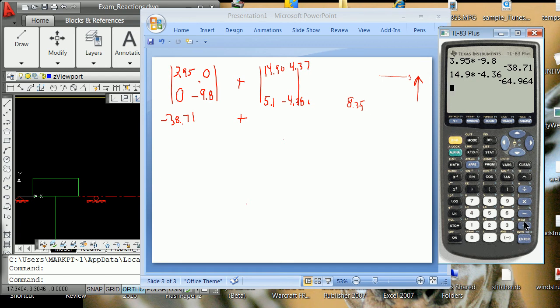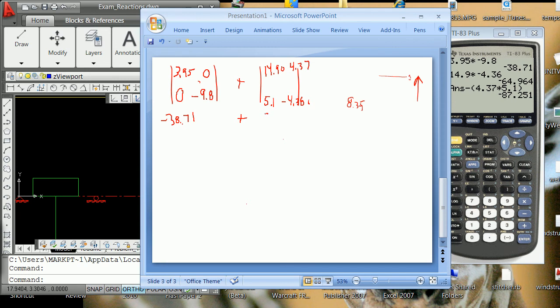Minus 4.37 times 5.1. And once again, you're double checking that you don't blow the signs on this, and that's why in the end you have to solve for the sum of the forces in the end. So we have that number, and that number is 87.251.